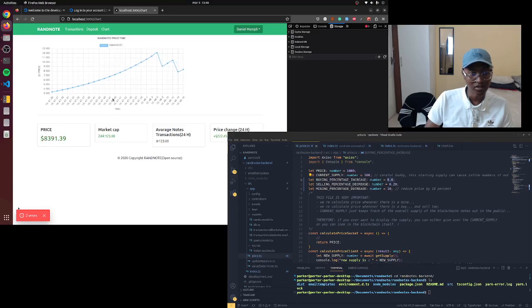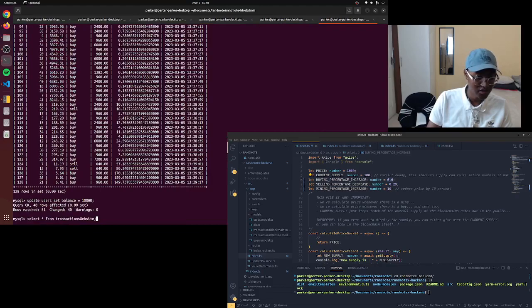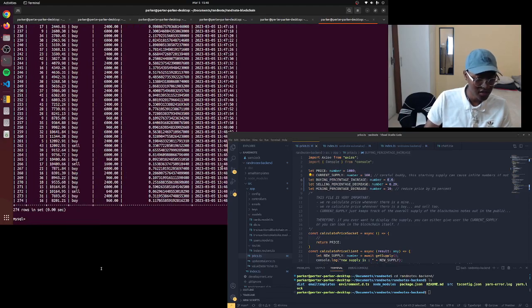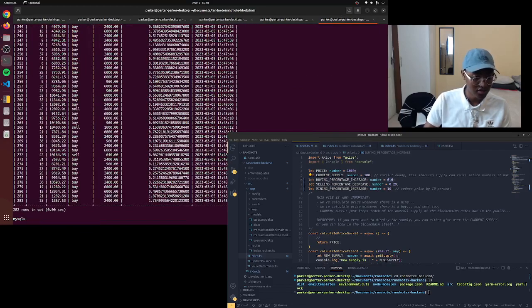Now there's sell orders coming in. That was triggered by a sell order. I just want to check that. Select all from transaction website. From 10,000 to 7,000. That's good. Now a bunch of sell orders. We're gonna mine again. So we mined. Gonna check the price. Price went from 12,000 to 1,200. That is wild.